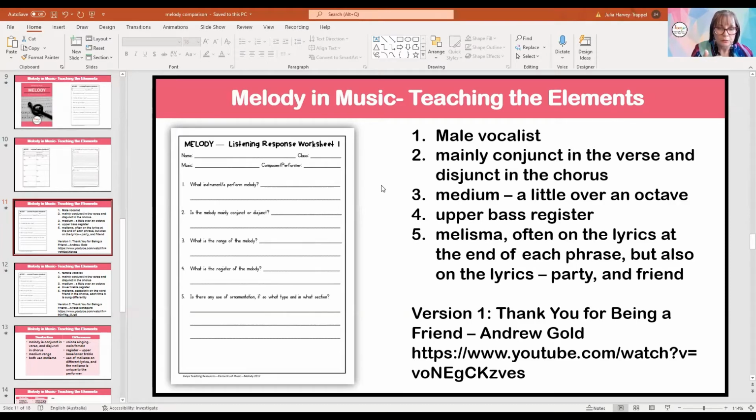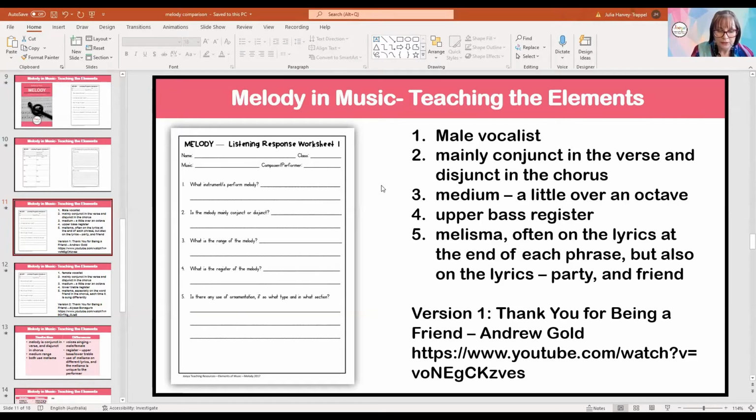So what instrument performs the melody? It's the male vocalist. Is it mainly conjunct or disjunct? Number 2. And it's mainly conjunct in the verse and disjunct in the chorus. What is the range? It's a little over an octave, so medium range. Okay. 4 is what register is it? So this guy sings in upper bass register.